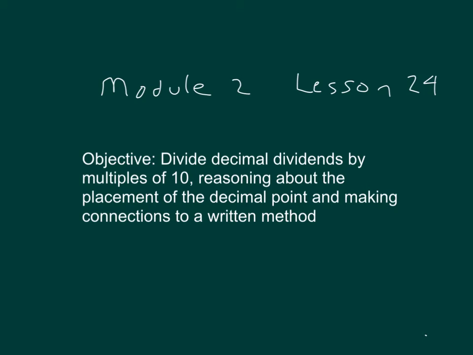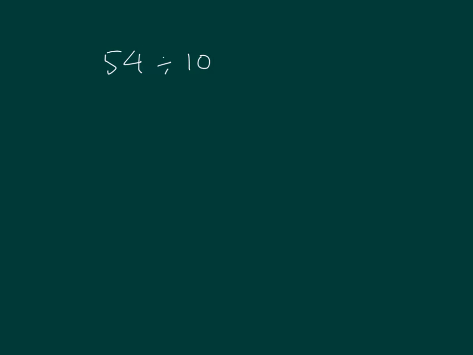The objective within this lesson is to divide decimal dividends by multiples of 10, reasoning about the placement of the decimal point, and making connections to our written method. Let's solve this problem using place value disks.